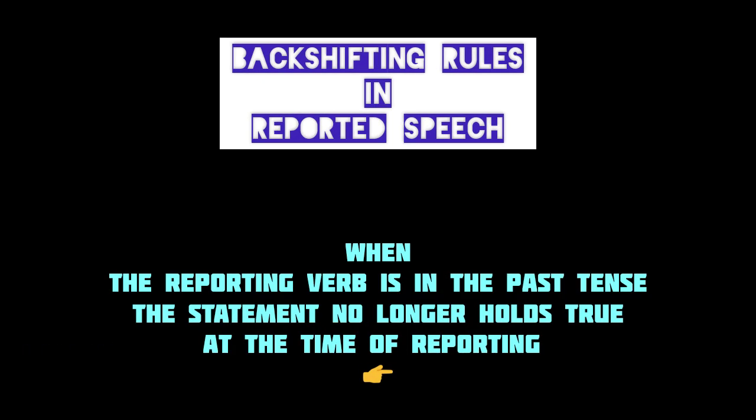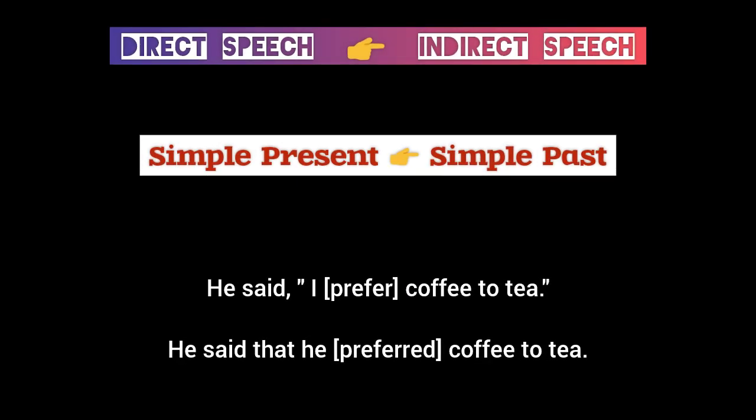So like I said earlier, when the reporting verb is in the past tense, because the statement no longer holds true at the time of reporting, we resort to backshifting of tenses in the indirect narration. Now I am going to explain the backshifting rules in reported speech. With the reporting verb in the past tense, the simple present becomes simple past in indirect narration.